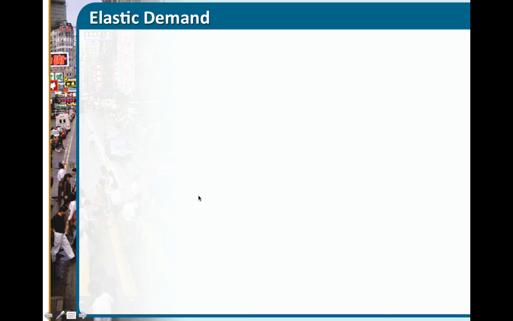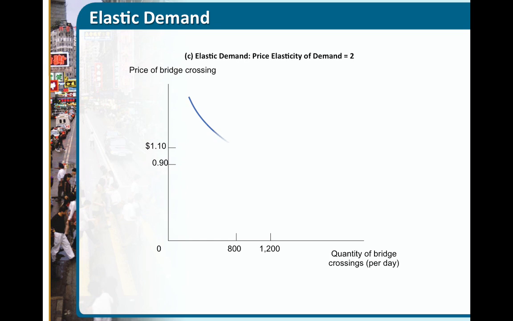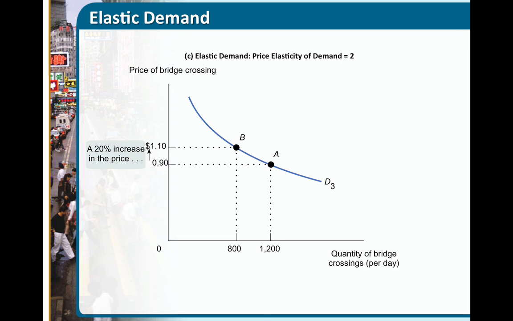You take that to the other extreme with elastic demand, and you can see it's less steep when it's elastic. And you'll look at the change here. A 20% increase in the price would lead to a 40% decrease in the quantity of crossings demanded. So there's a lot of give there. It stretches, to give that example of the rubber band again.